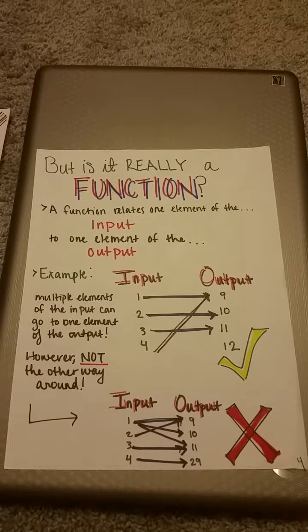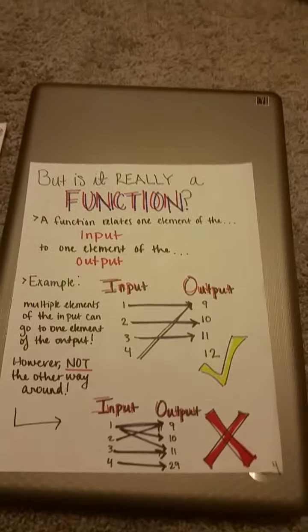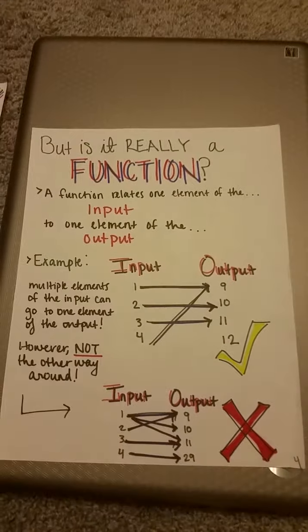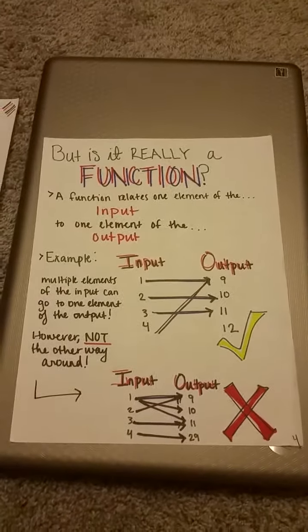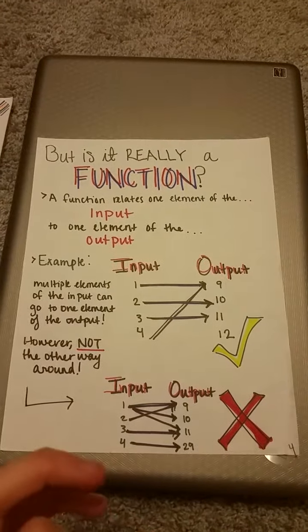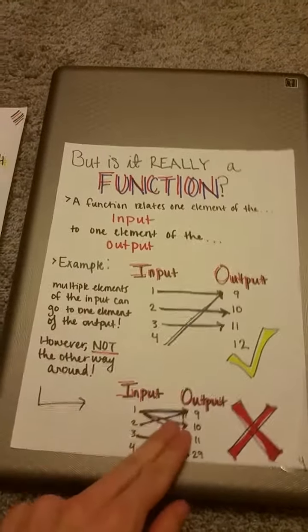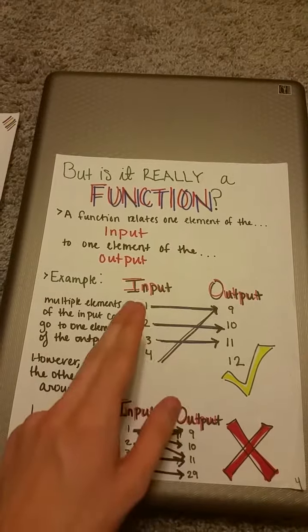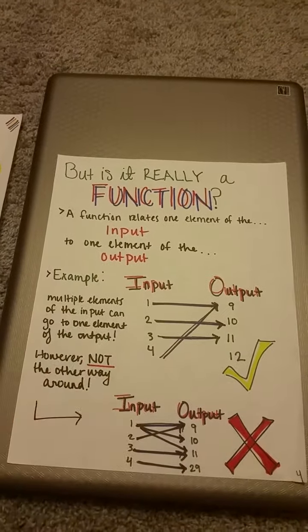But is it really a function? So like we said earlier, multiple elements of the input can go to only one element of the output. That is the biggest rule of the function. It is a dead giveaway. If one output has multiple inputs, you immediately know it is not a function. If multiple inputs have multiple outputs, it is still okay.